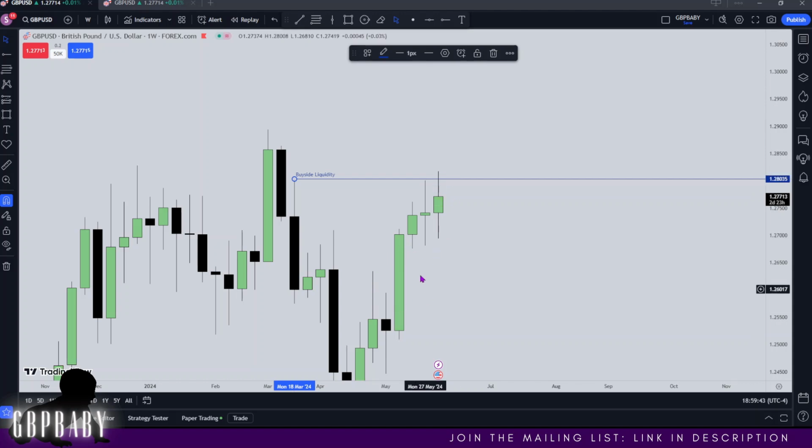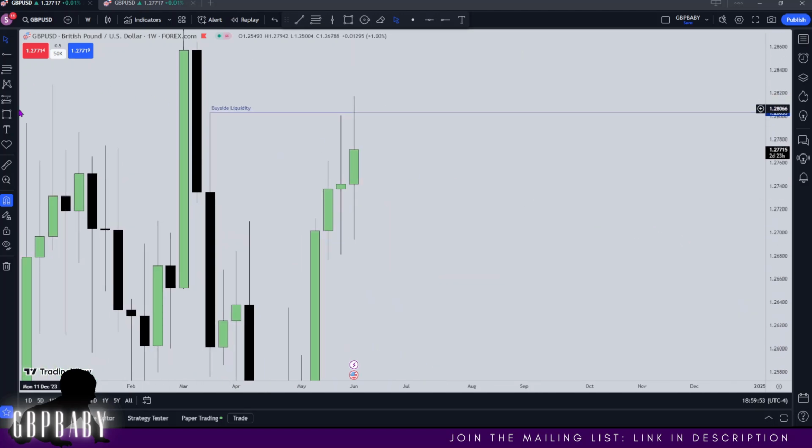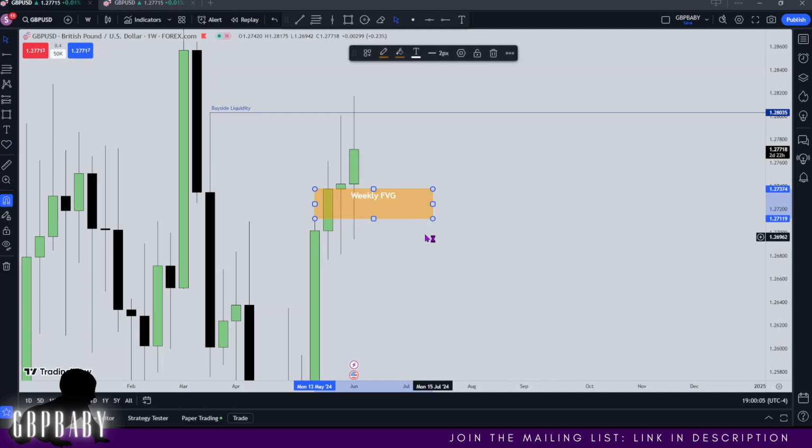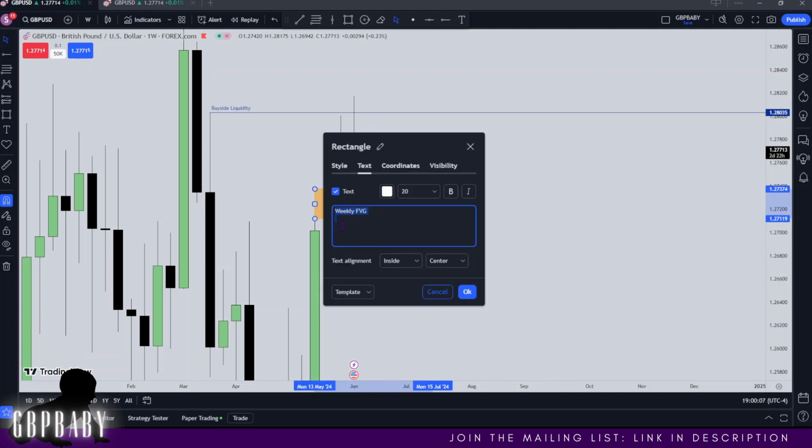Now, yes, there's a massive weekly fair value gap down here. However, I'm overall bullish on pound, so ideally we don't even need to look or worry about this. There is, however, an implied fair value gap right here that we can draw out, and I'll put weekly implied fair value gap, and it'll be interesting to see if price can get down into this. So let's get this delineated, weekly fair value gap, or weekly implied fair value gap even.